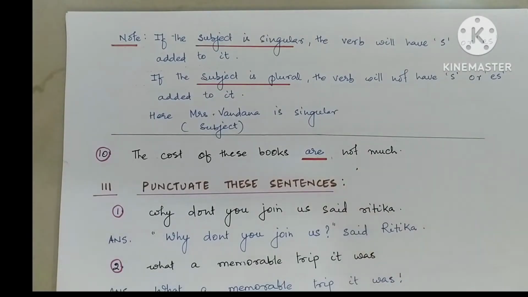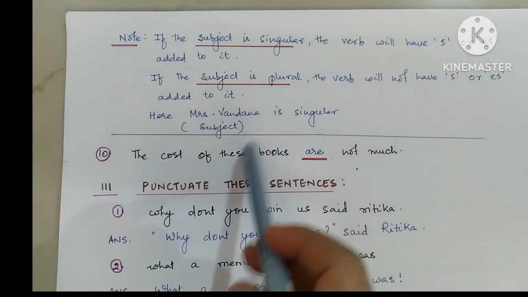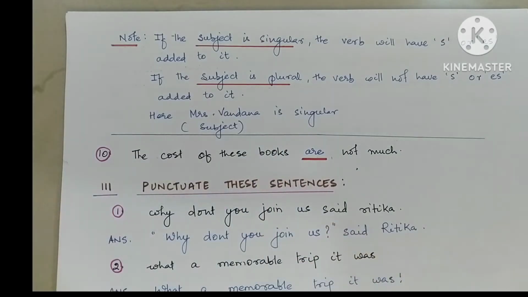Number 10, the cost of these books dash not much. Now, here, why have we used are and not is? Because the books over here, which is a subject, is a plural noun.